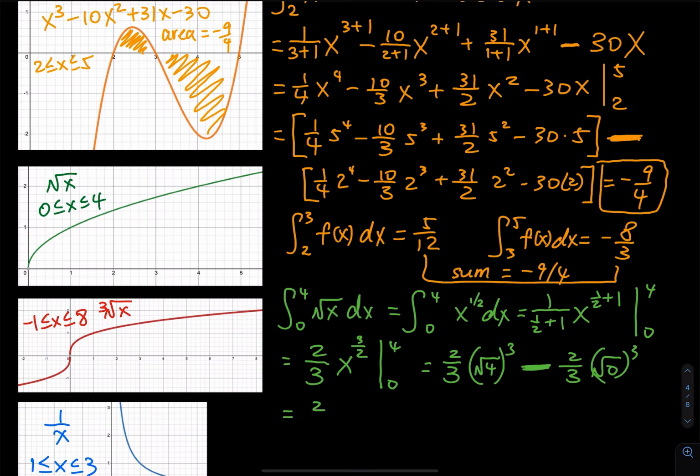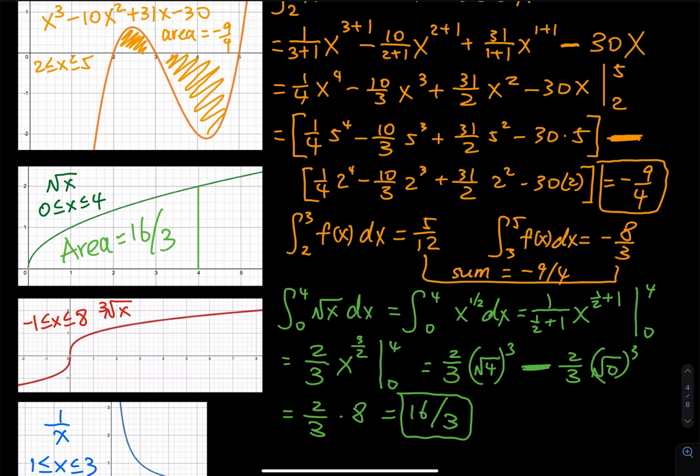The final answer, you have a 2/3, and then 2 to the third power is 8, and then you have 16 over 3. And let's put the region right over there. So from 0 to 4, right? So from 0 to 4, and then this area is equal to 16 over 3.